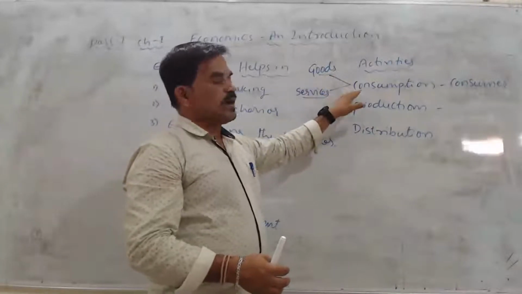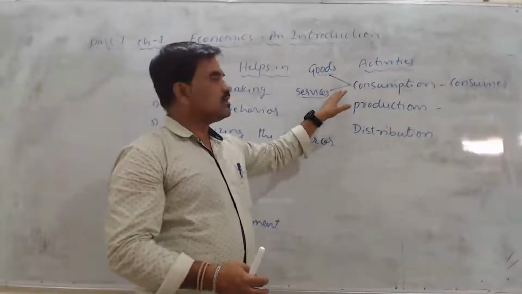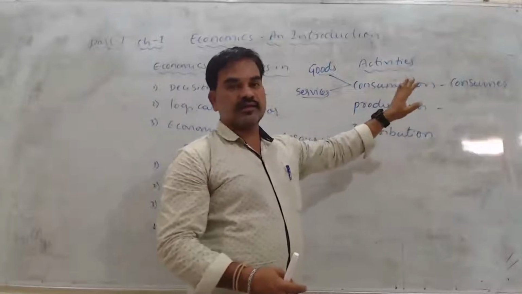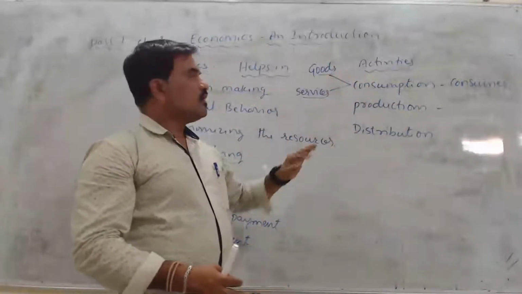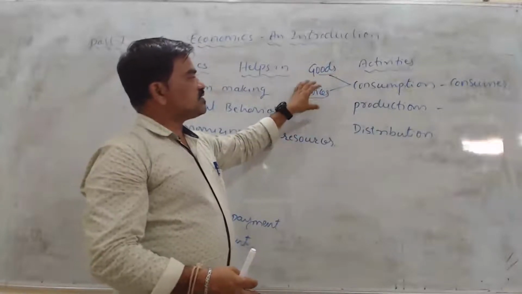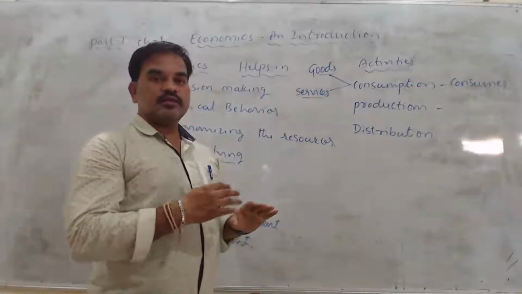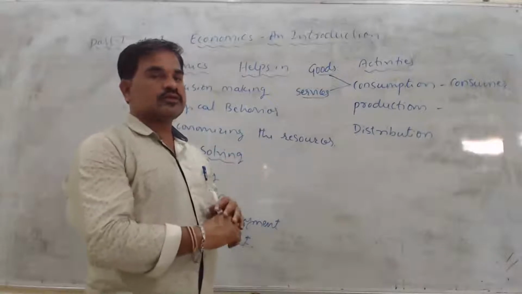The buyers who buy and consume the goods or services, we call them consumers. And that process we call it as consumption. Here, to consume goods and services, there should be a production of those goods or services.